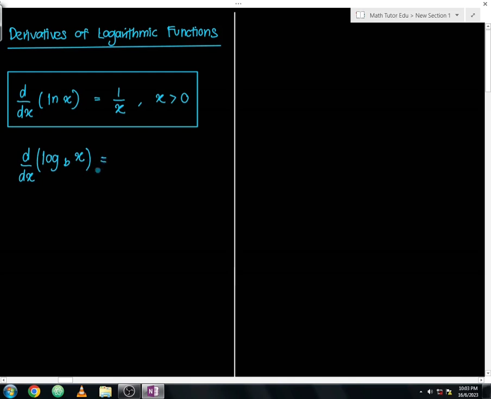So from here, when you differentiate this, you should be getting 1 over x times the natural logarithm b. The base of the log will be over here, the x will be over here. So when you differentiate log x with base b, you will be getting 1 over x times natural logarithm b, or ln b. Let me box this formula as well.